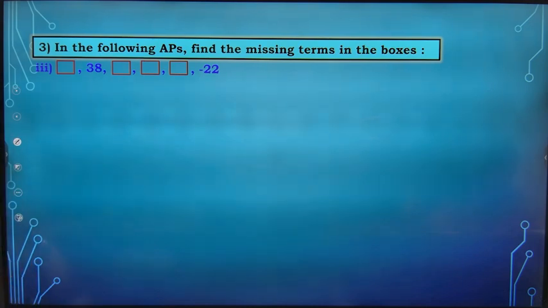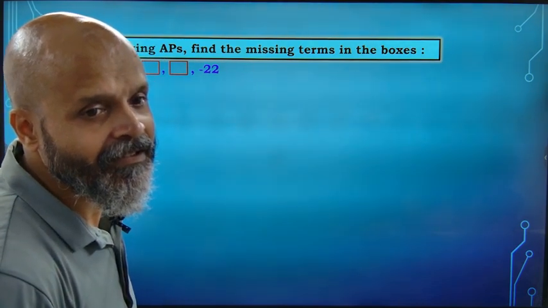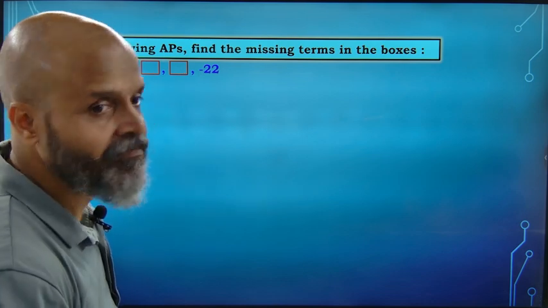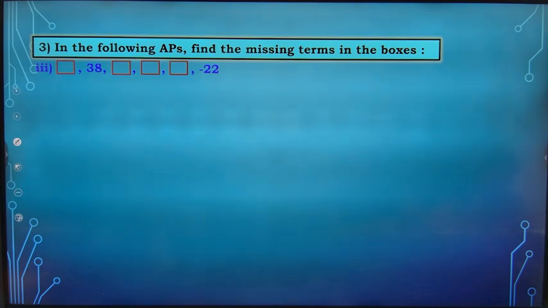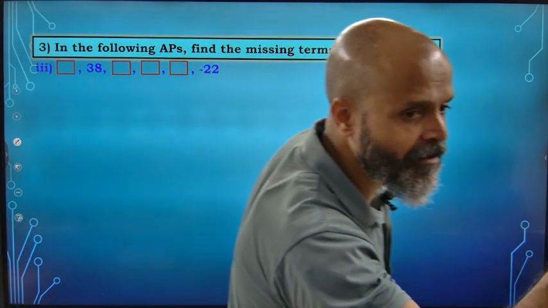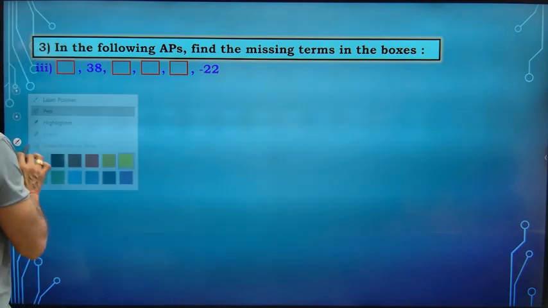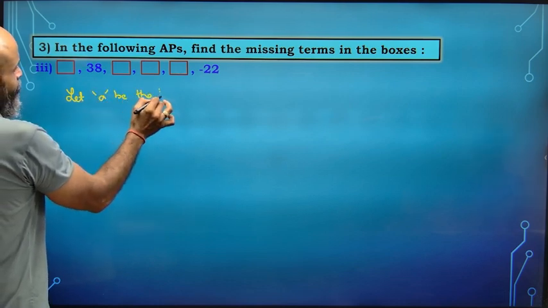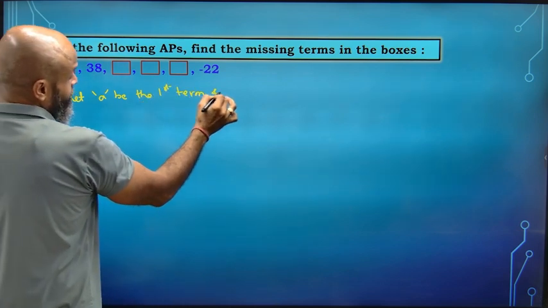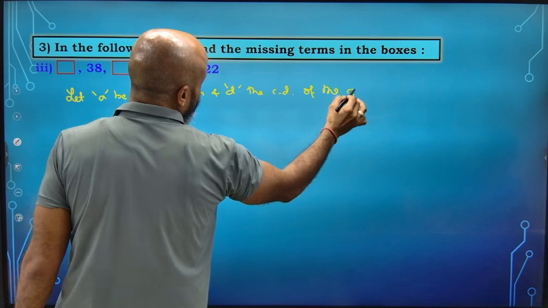Done? So again, what will be the first thing that we will be writing? Aryan? First thing that we will be writing, quick. What is it? What we will be writing? Let A be the first term and D the common difference of the given AP.